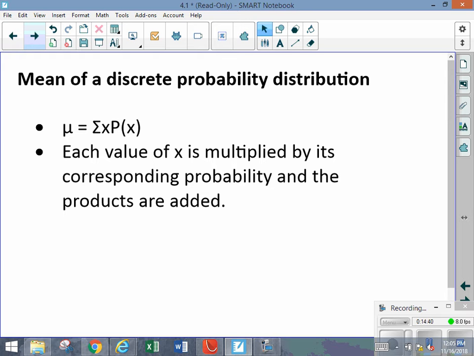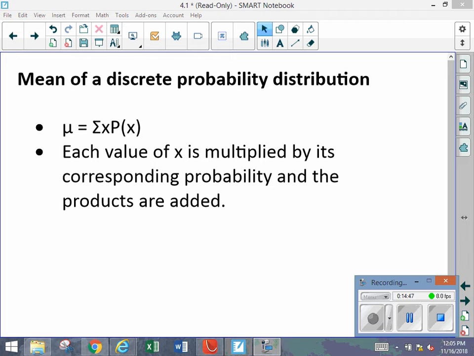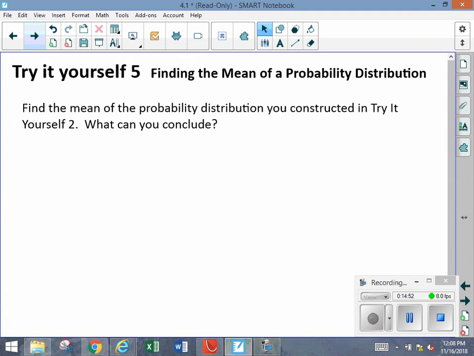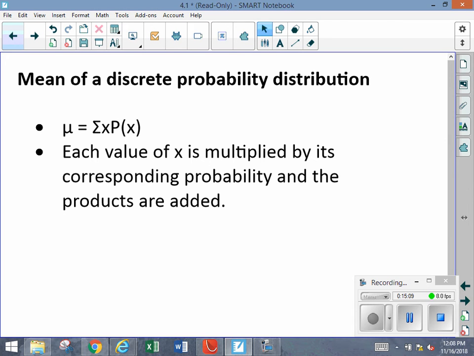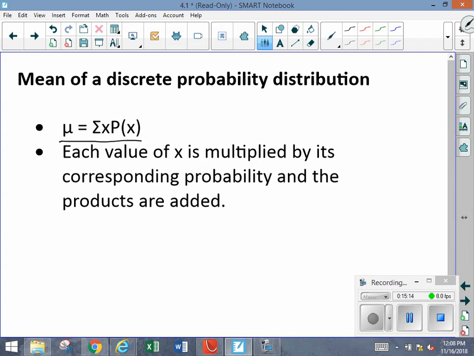Alright, so let's talk about the mean of a probability distribution. Okay? This is stuff you got right there. Let's put this thing into action. Hey, we get to find the mean of our probability distribution that we just created using our calculator. Alright, what does this mean, first of all? What does that mean?